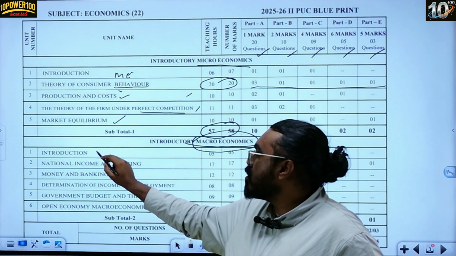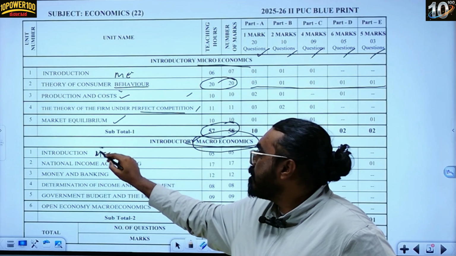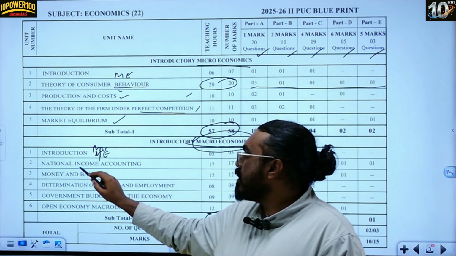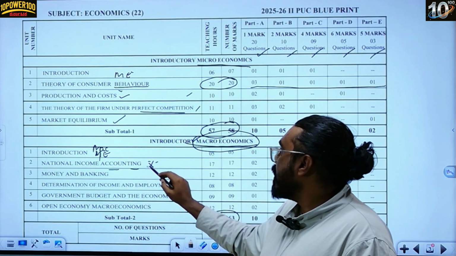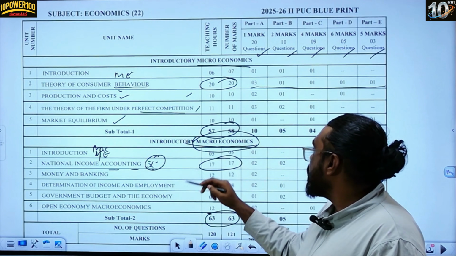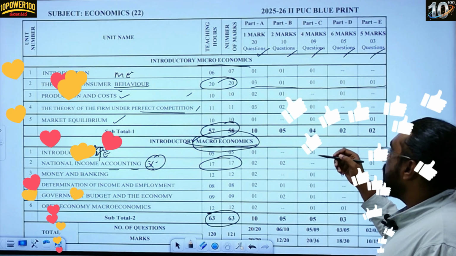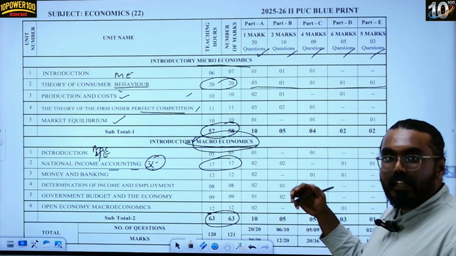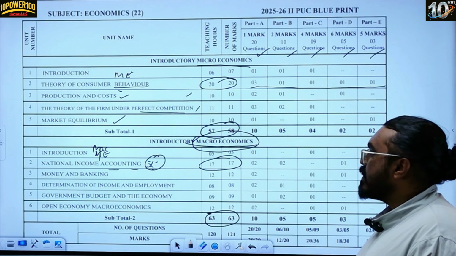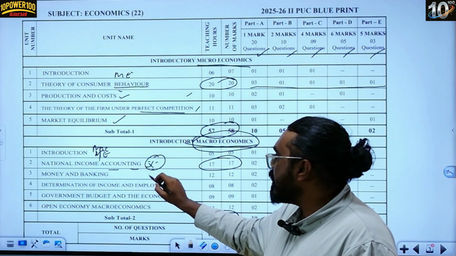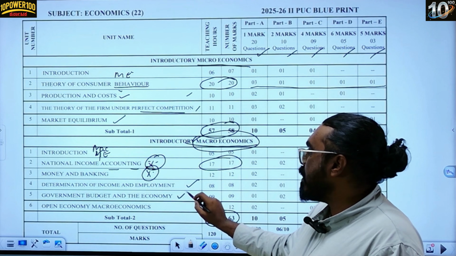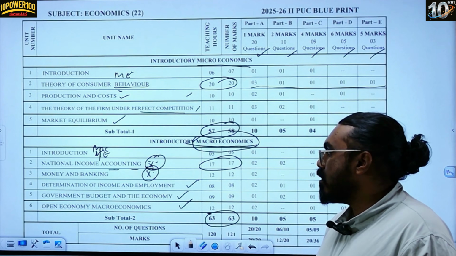Again, you have introduction to macroeconomics here. Under this, you will have national income accounting. This is, I would say, again very important. You look at the weightage, right? It's 17 marks, which means apart from 4 markers, this ranges across the different sections of the exam paper. Then you have money and banking. I would say this is also important. Then you have income and employment, government budget and economy, and open economy macroeconomics.